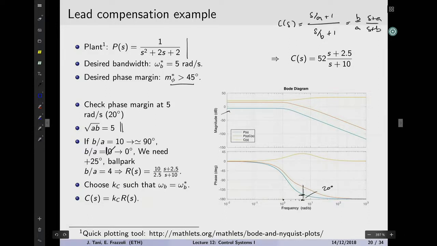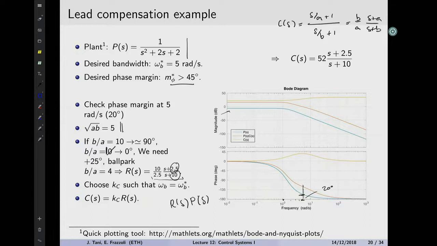This brings us directly to two equations, two unknowns. You can find A and B right away. For example, A equals 2.5 and B equals 10 are numbers that satisfy these two constraints. So at this point, you have your first element, your first R of S, and what you would do now is replot the Bode diagram of R of S times P of S and see what the situation is.